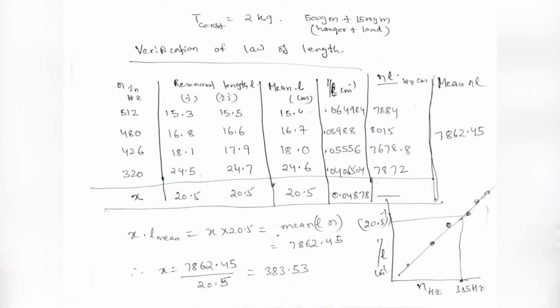Now, let us start with a constant tension for the wire, that is we are taking a 2 kg load. That means we have put a 1.5 kg load and the hanger weighs 0.5 kg, that is 500 gram plus 1500 gram, that gives you 2 kg. So this is constant and we take the frequency which is the highest, 512 hertz. With a 512 hertz tuning fork, I strike it on the pad and then put it on the bridge so that it gives me a maximum sound. I have to adjust the length.